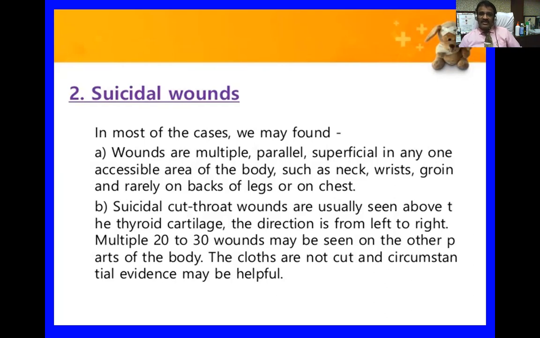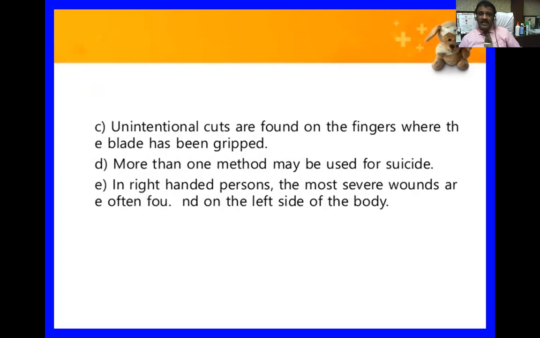We have to make out whether the wound is suicidal or homicidal. Unintentional cuts are found on the fingers where a blade has been gripped, okay? Because you can wrongly grip a blade and that can also cut your finger. More than one method may be used for a suicide. In right-handed persons, the most severe wounds are often found on the left side of the body, and vice versa.